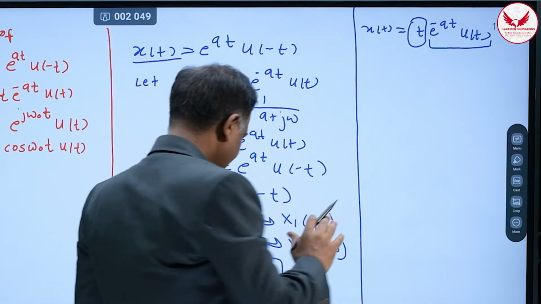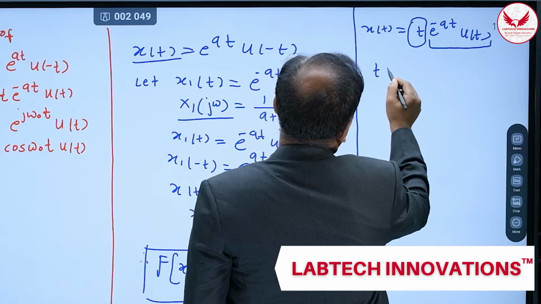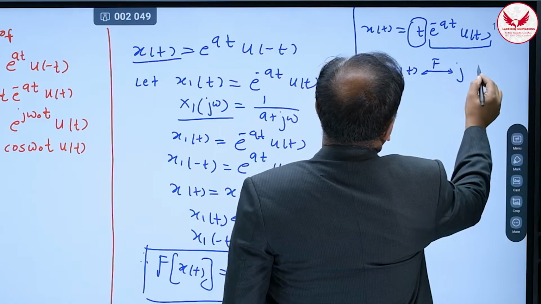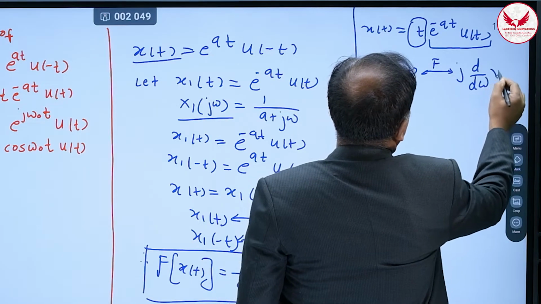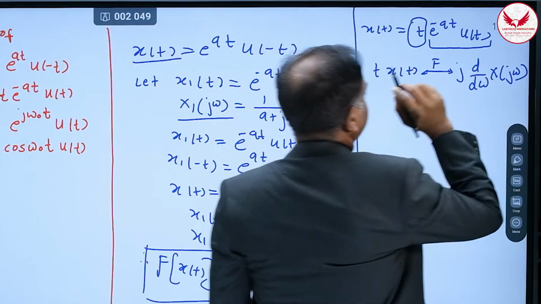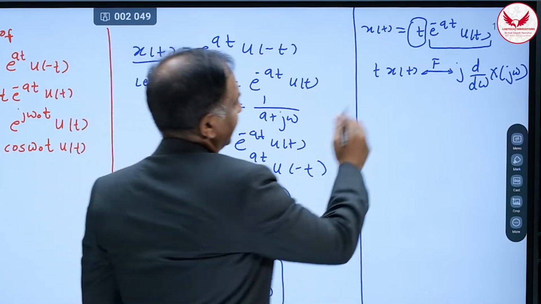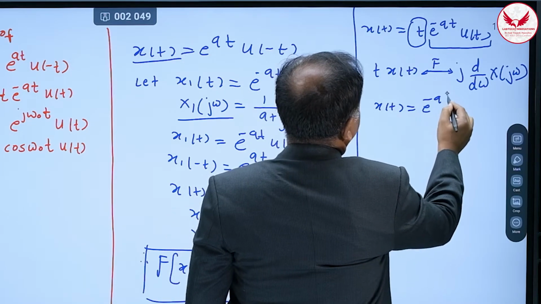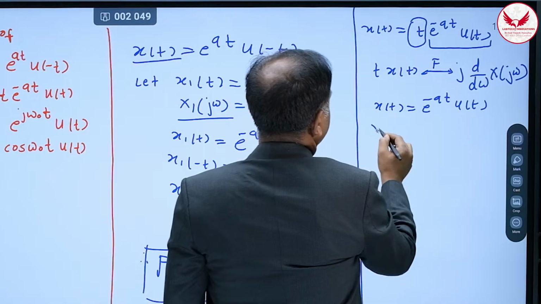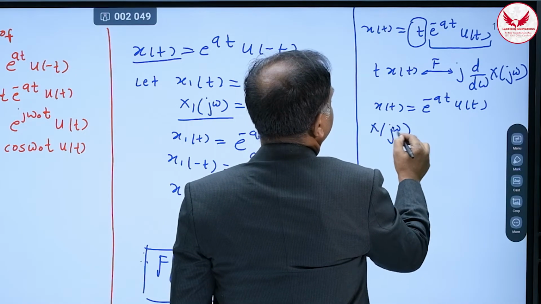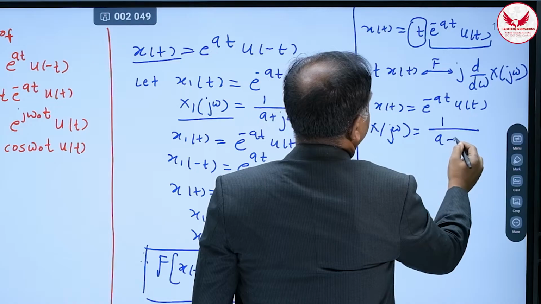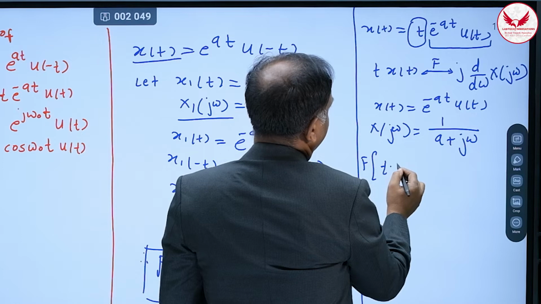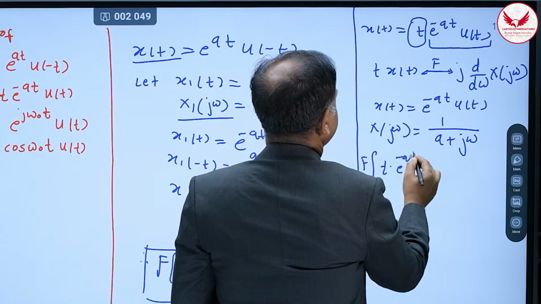So that property I can write as: the Fourier transform of t into x of t is equal to j into d upon d omega into X of j omega. From this problem, x of t is equal to e raised to minus at u of t. So X of j omega, already we know the Fourier transform of this, is equal to 1 upon a plus j omega.